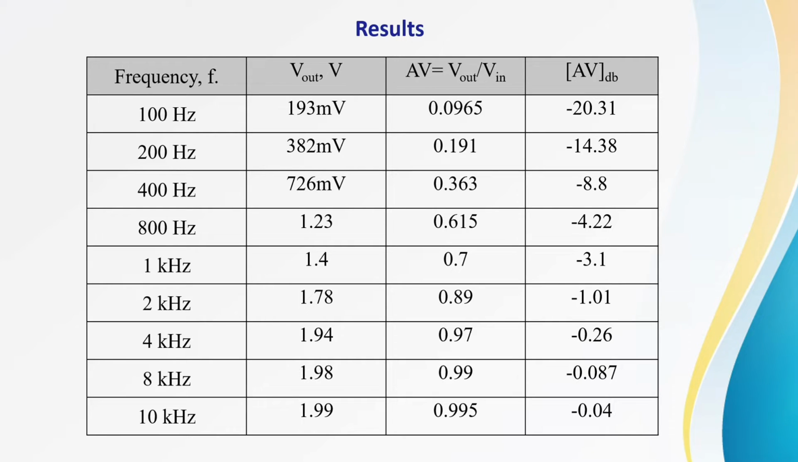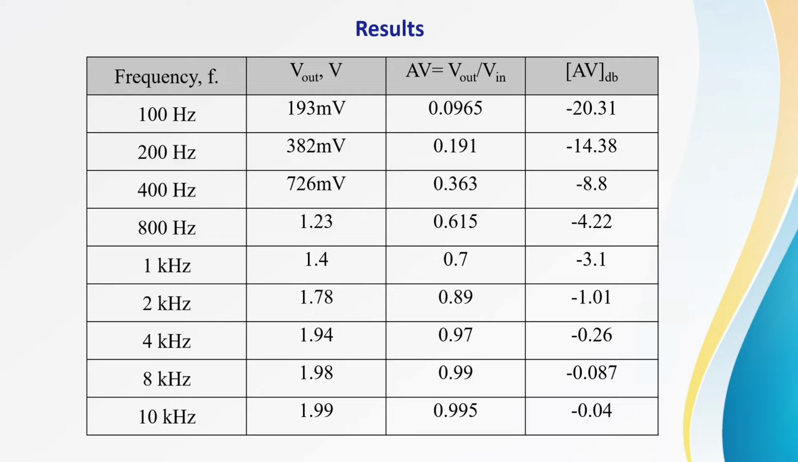For part 5 is result. As you can see, this is the result from 100 Hz until 10 kHz. For the 100 Hz, the Vout is 193 mV, and the AV equals Vout over Vin is 0.0965, and AV in dB is negative 20.31. Next is 200 Hz. The Vout is 382 mV, and the AV equals Vout over Vin is 0.191. The AV in dB is negative 14.38.